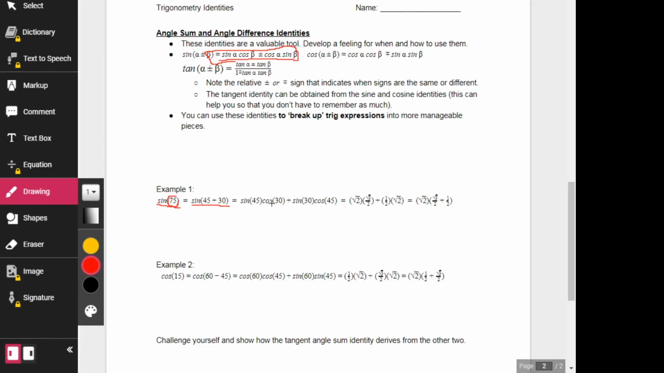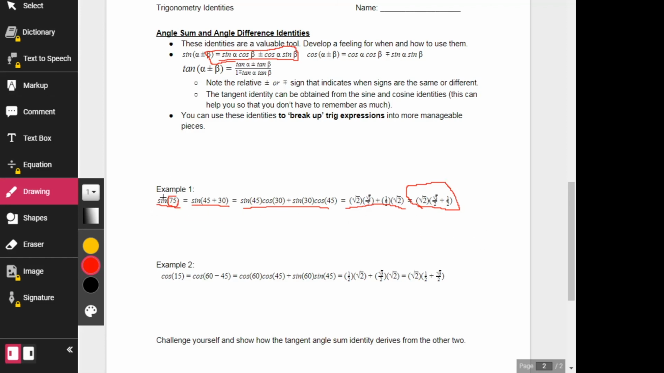So sine of 45, cosine of 30, sine of 30, cosine of 45, and then from here you can just use your special right triangles. Sine of 45, that's root 2 over 2. Cosine of 30, that's root 3 over 2, and so on and so forth. You get all these, and then you simplify it or re-express it. You can mess with it after that.